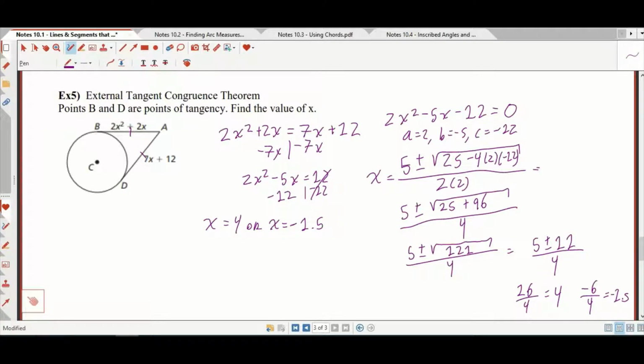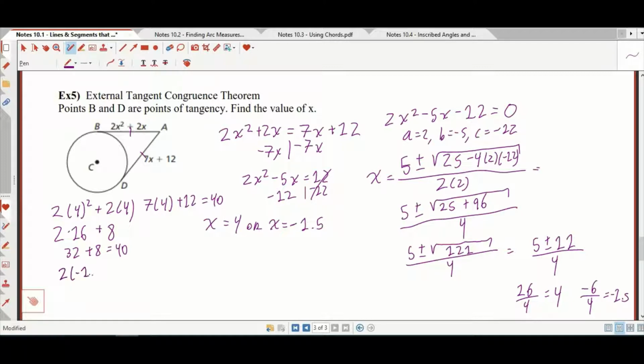Now, we know that 4 is okay, because if you look at BA, which is 2x squared plus 2x, that's 2 times 4 squared plus 2 times 4. And 4 squared is 16, so 2 times 16 plus 2 times 4 is 8, which is 32 plus 8, which is 40, which, by the way, also works over here. 7 times 4 plus 12 is also 40. Let's make sure, so maybe BA and DA are length 40, but will negative 1.5 work?